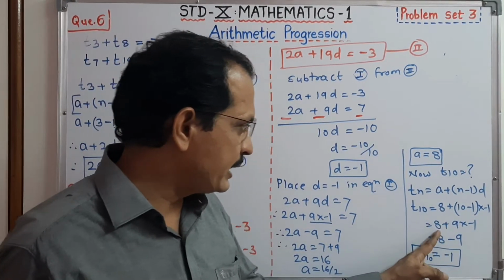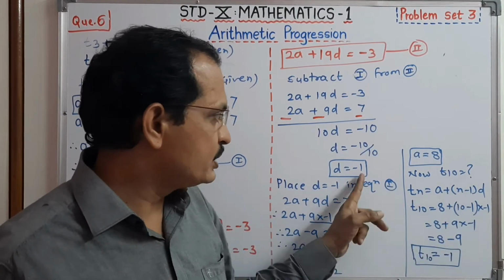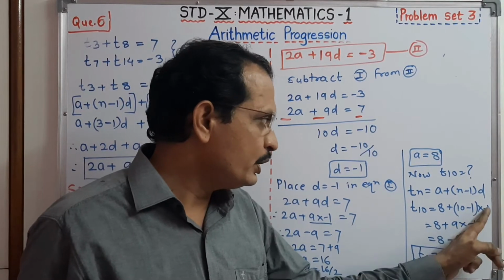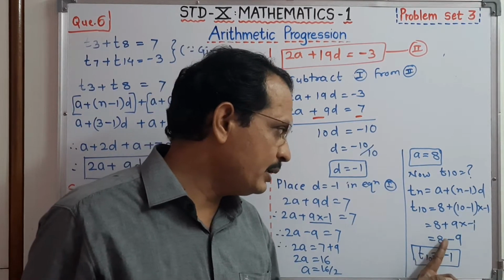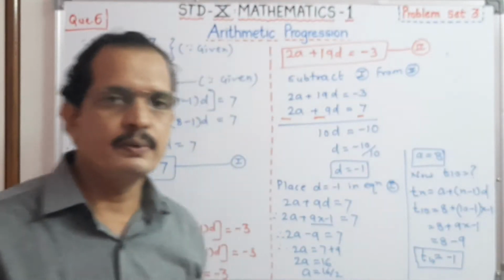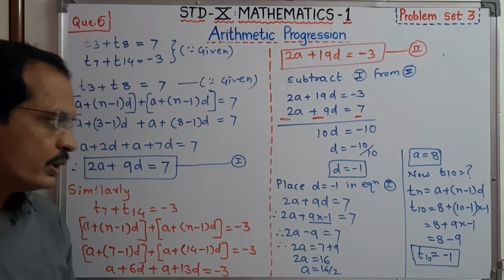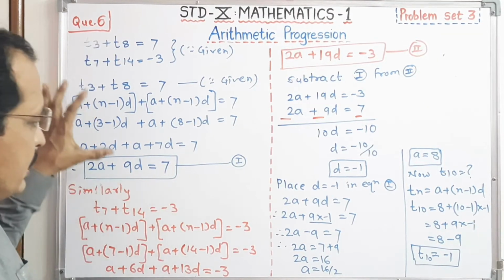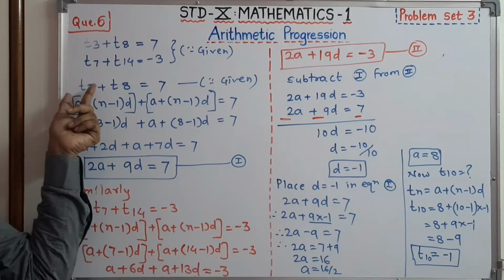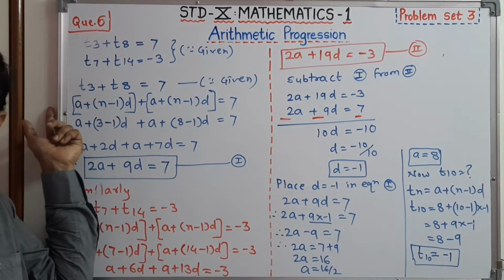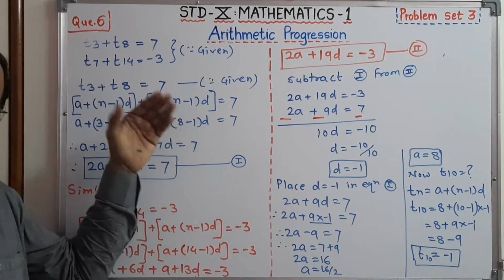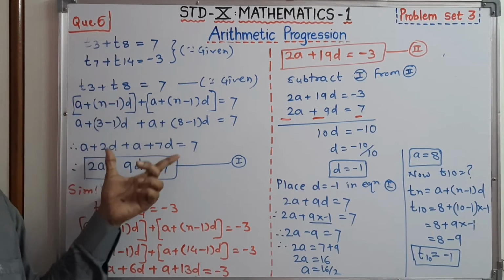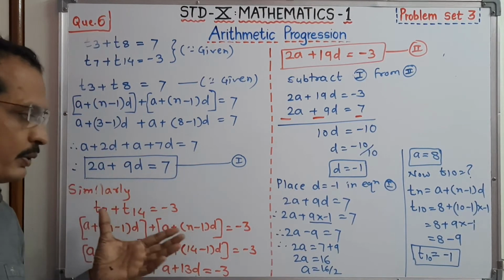See here, this is 8, n is equal to 10 and D is equal to minus 1. This is 8, 10 minus 1, it is 9. Into minus 1 it is minus 9, and here 8 minus 9 is equal to minus 1. Dear student, this way we get the 10th term from the given information. Now see, I repeat, this T3 we can find out separately, T8 separately, and then we can apply. But here it is very easy, therefore I apply at the same time. I think everyone understood this.